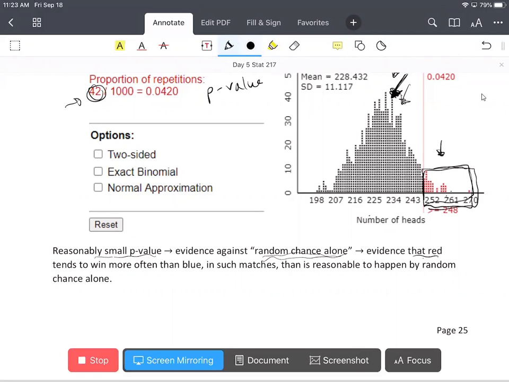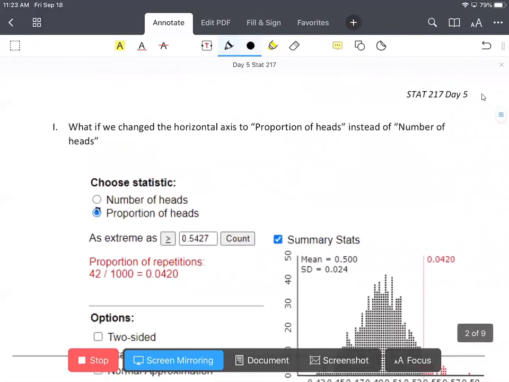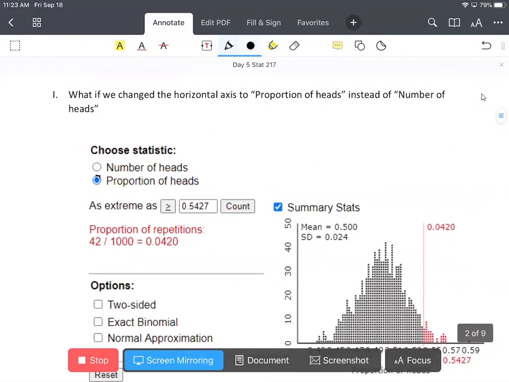Remember, if it was random chance alone, it would probably be somewhere in here, but we're observing 248 wins, and we also look at any other extreme. If there was a lot in this tail, if this tail looked more like this here, there was a ton, then we wouldn't find much evidence. If you're still struggling with that concept, I suggest going back and rewatching a video and making sure you really understand it.